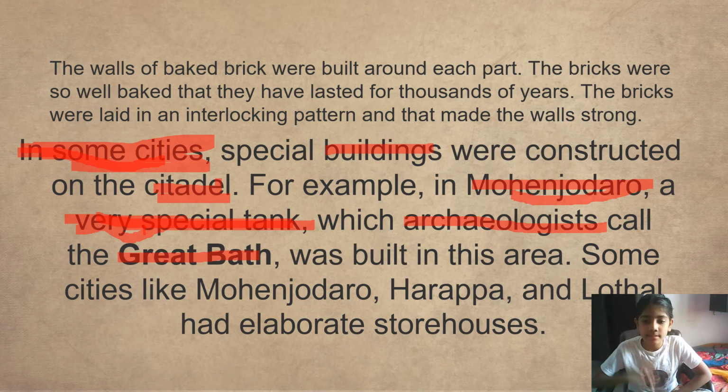It had steps on both sides, 1, 2, 3, like that there were steps, and this side there were no steps. What happened is they took water from the well and poured it here. So the archaeologists called it the Great Bath. Why is it so?